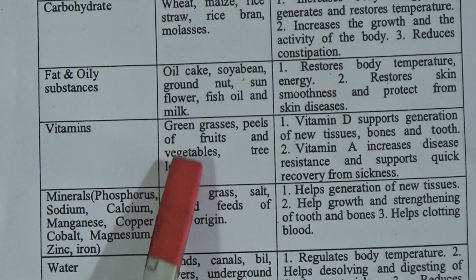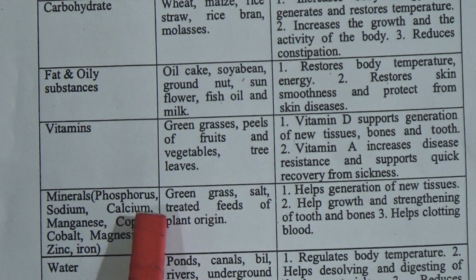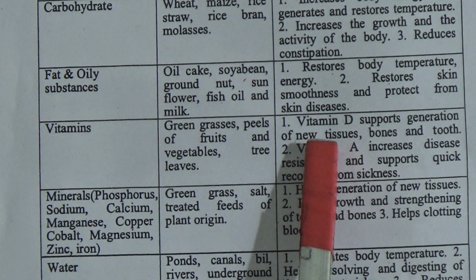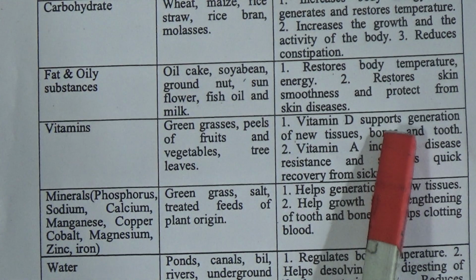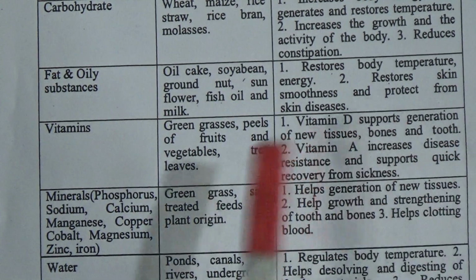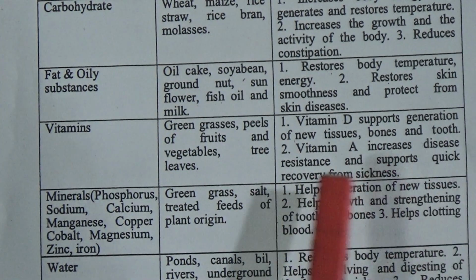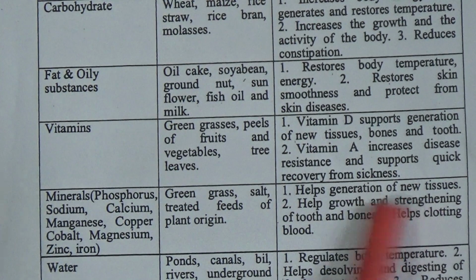Vitamins: green grasses, peels of fruits and vegetables, tree leaves. The nutrient functions are: vitamin D supports generation of new tissues, bones and teeth. Vitamin A increases disease resistance and supports quick recovery from sickness.